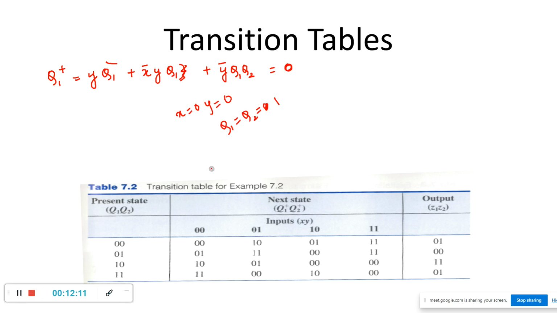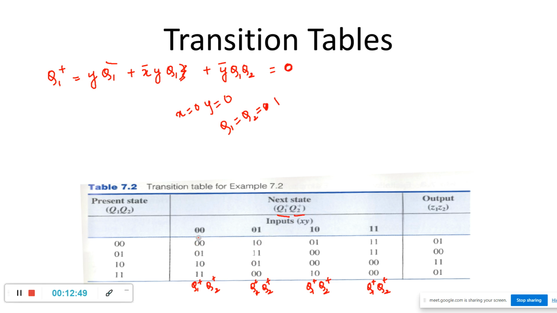So what are these values? These values are q1 plus, q2 plus. The first column is q1 plus, the next column is q2 plus, the next column answers are q2 plus. So the very first column is q1 plus, as usual, next column q2 plus. So how do you get these values?